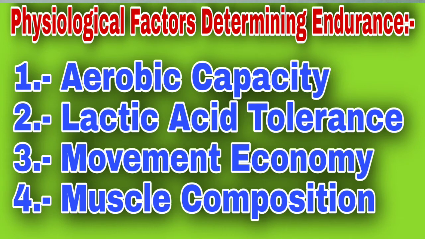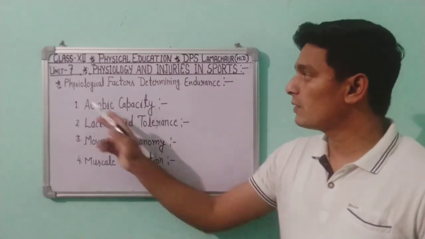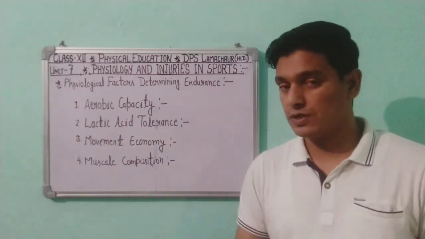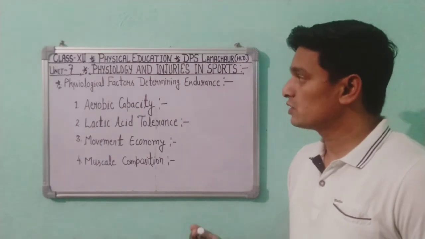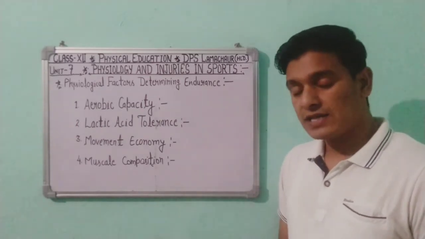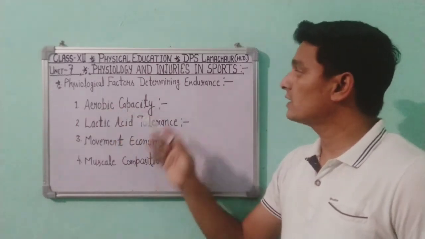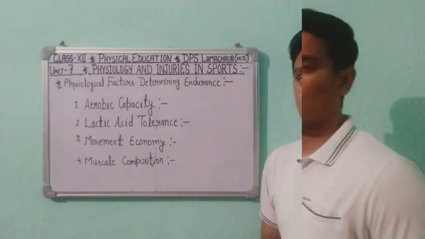The proportion of these slow twitch fibers is regulated genetically. So I hope you understood about the physiological factors that determine endurance in an individual. Now let's know about the next physiological factor, determining flexibility.